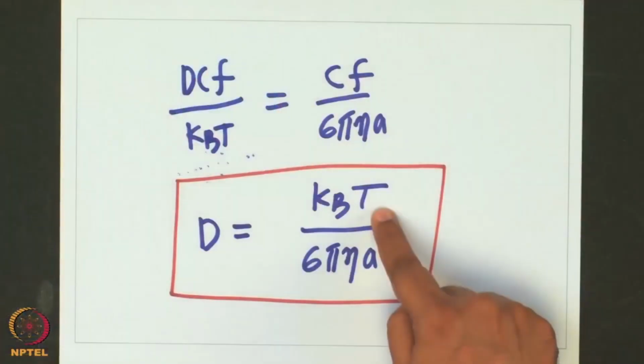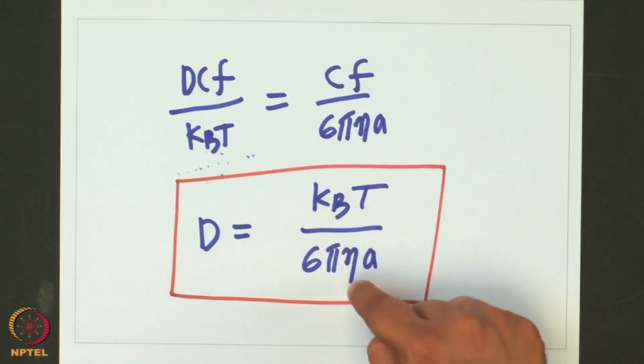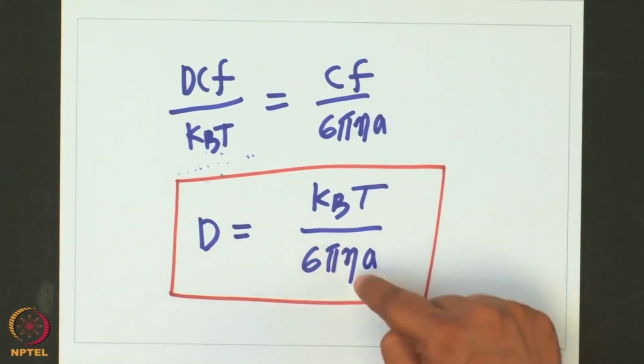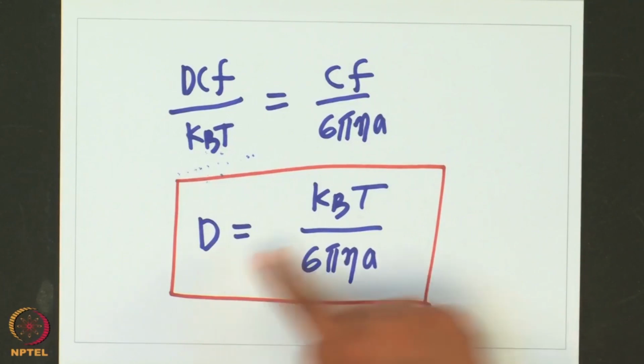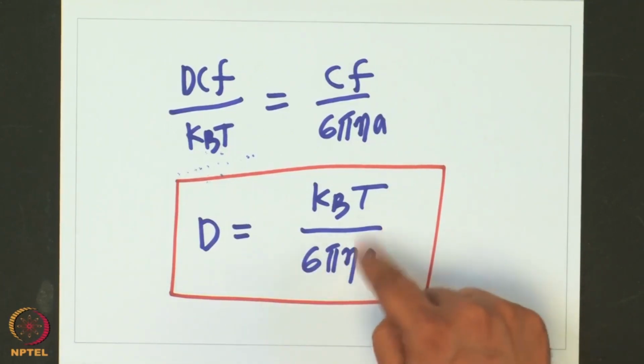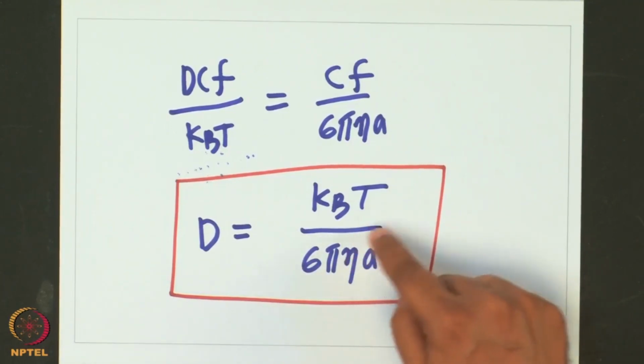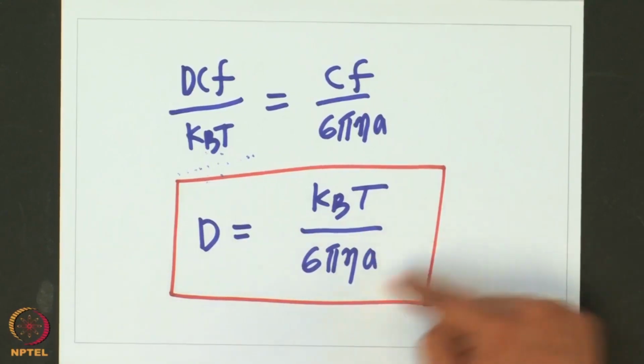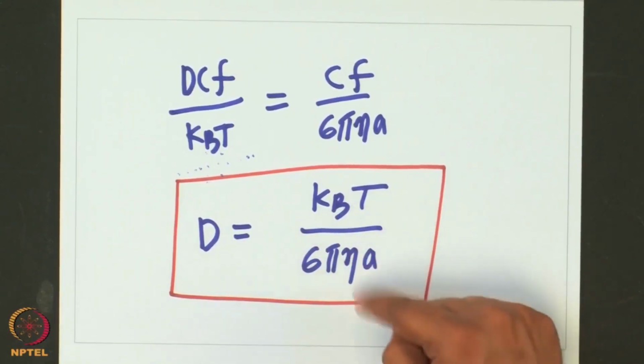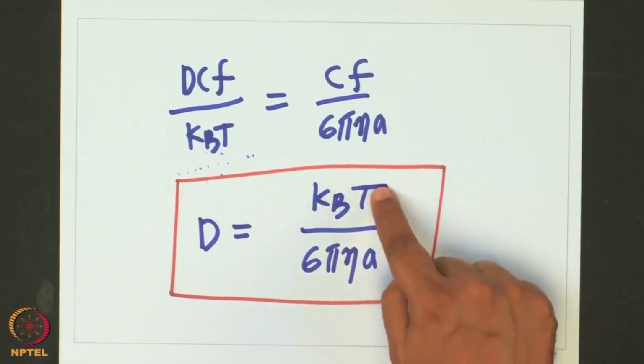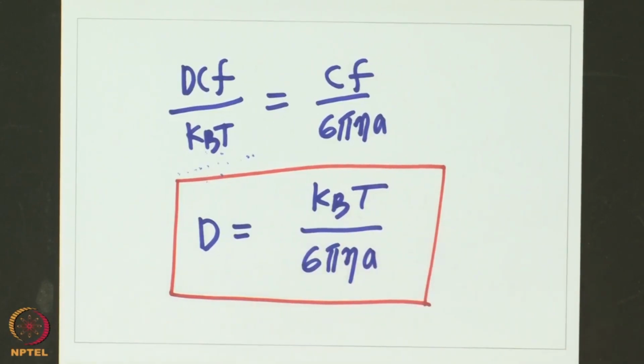D is proportional to temperature. The higher the temperature, the greater the diffusion constant. The lower the viscosity, the higher the diffusion constant. The higher the viscosity, the smaller the diffusion constant. And a, the bigger the particle, the smaller the diffusion constant. So this diffusion constant depends primarily on three quantities: temperature, viscosity, and the size of the particle.